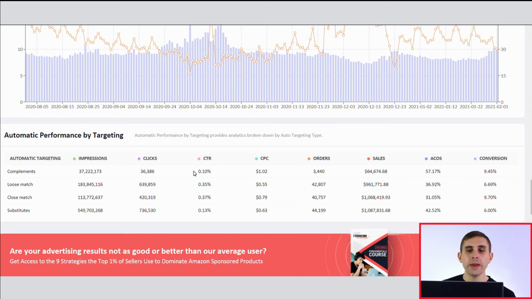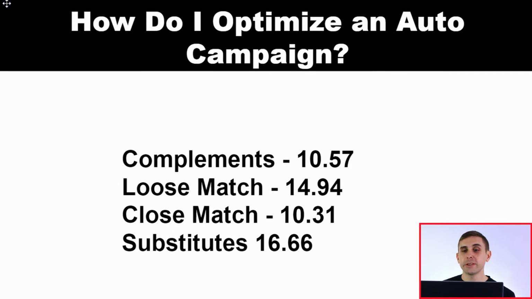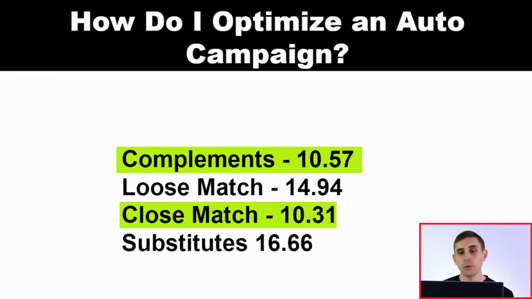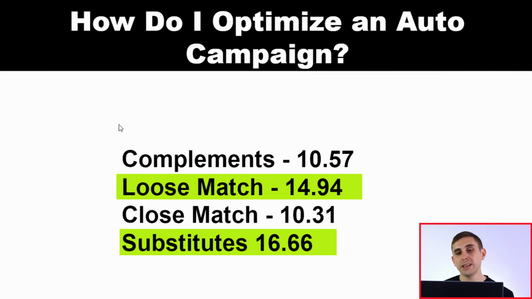For example, if I know that on average it takes 10 clicks to get a sale for complements across the board for many, many sellers, then if I get to that 11th click, I'm probably going to want to do a negative exact match type. Now we have broken it down based on our data, and you can see here that complement and close match have the lowest click to order ratio. Close match is the lowest at 10.31, followed by loose match and then substitute. So check this out. Substitutes, it takes on average 16.66 clicks in order to get a sale. You may want to ask yourself, is that even worth doing? Do I want to turn off substitutes or not even target substitutes?